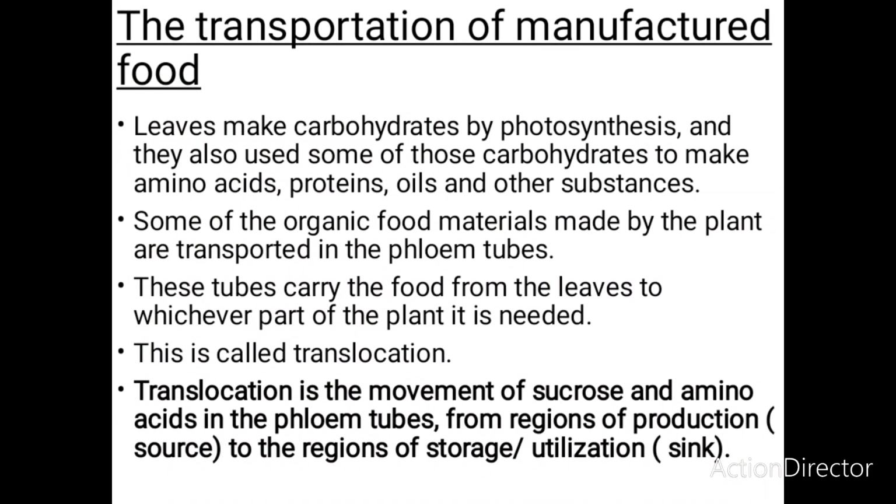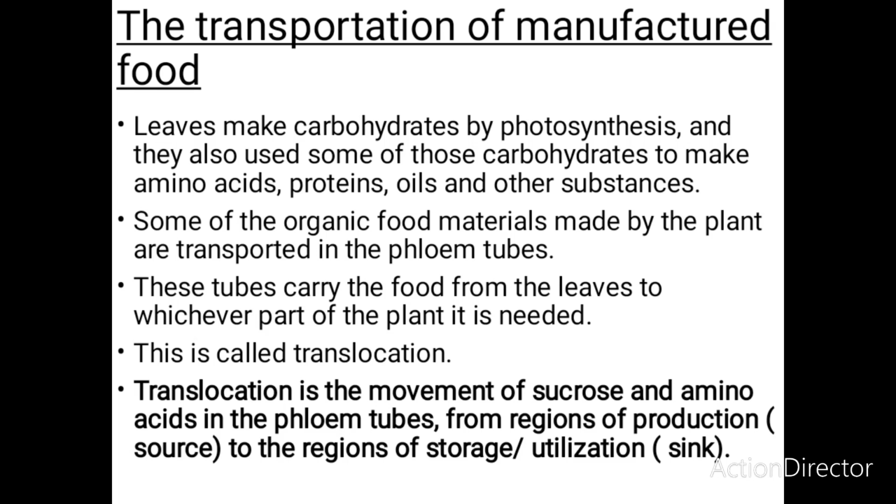Moving on, let's now look at how the food that is made during photosynthesis is transported around the plant. The leaves make carbohydrates by photosynthesis and they also use some of those carbohydrates to make amino acids, proteins, oils, and other substances. Some of the organic food materials that are made by the plant are transported in phloem tubes, and these tubes carry the food from the leaves to whichever part of the plant the food is needed.